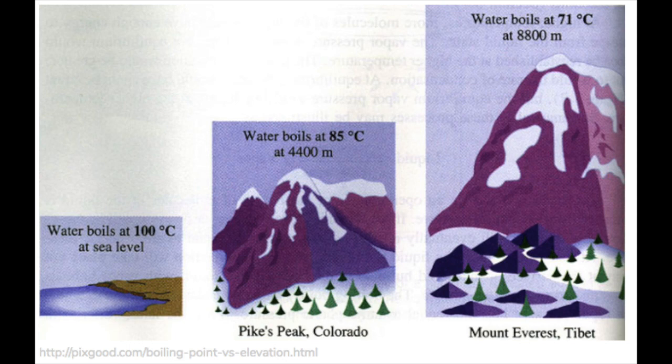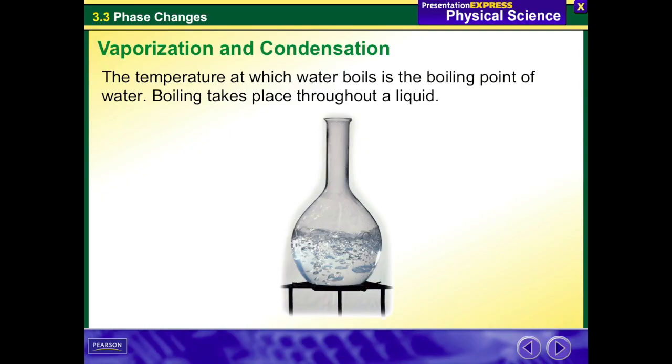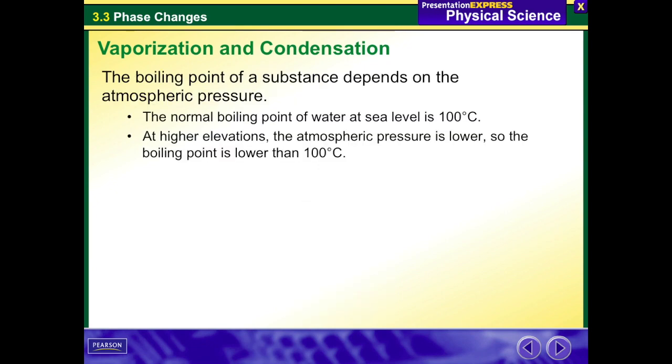This also applies to cooking with a pressure cooker. What that does is increase the temperature at which water boils so that you can cook foods faster. Basic facts: the temperature at which water boils is the boiling point, and keep in mind boiling takes place throughout the liquid. The boiling point of a substance depends on the atmospheric pressure, as I mentioned. The normal boiling point of water is always stated at sea level: 100 degrees Celsius.